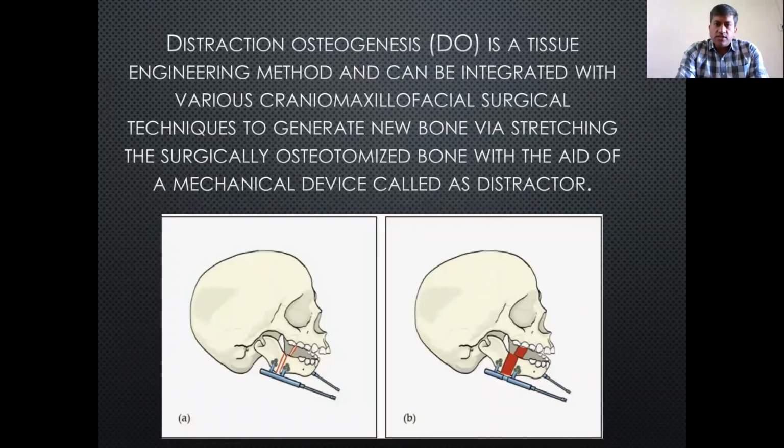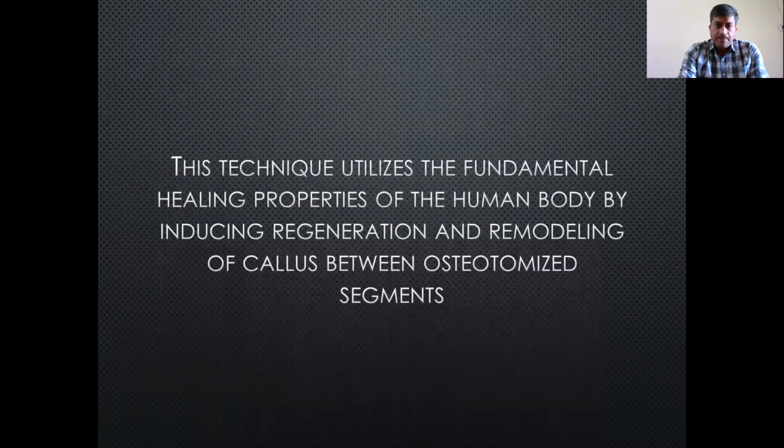Now, distraction osteogenesis is basically a tissue engineering method which can be integrated with various craniomaxillofacial surgical techniques so as to generate a new bone by surgically stretching the osteotomized bone segments with the help of a device which is called a distractor. Now, this technique basically utilizes the fundamental principles of healing in the human body by inducing regeneration and remodeling of the callus between the two osteotomized bone segments.